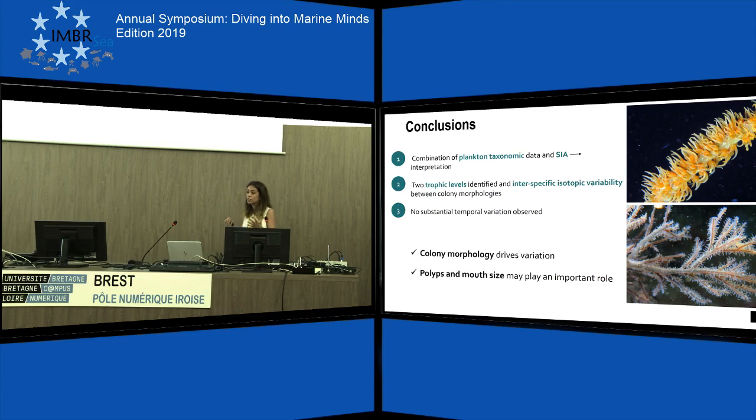The models also estimated that the diet of black corals varied. And to finalize, as hypothesized, colonial morphology drives variation in the feeding behavior of black corals, which also suggests that polyps and mouth size may play an important role in the trophic ecology of shallow water black corals of Madagascar.